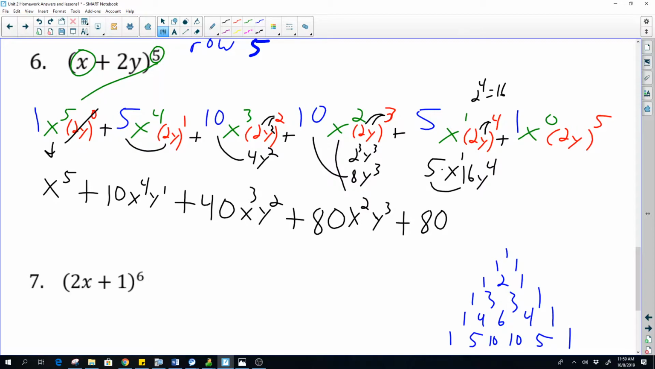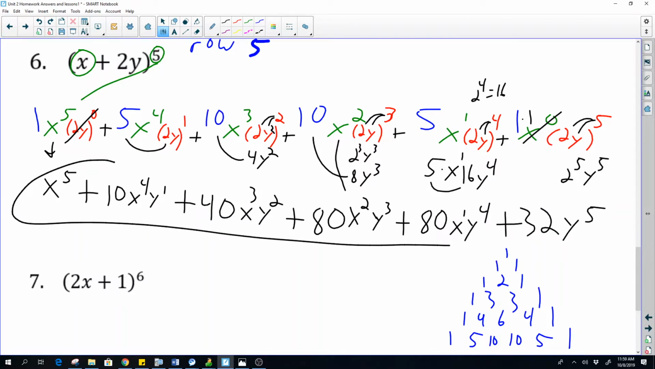Good. And then we have x to the 1st power and then y to the 4th power. And now we're on our last one. X to the 0 goes away, it just becomes a 1. Then we have 2 to the 5th and y to the 5th. So 2 times 2 is 4, times 2 is 8, times 2 is 16, times 2 is 32. So 2 to the 5th power is 32, and then y to the 5th power. That's it. Nailed it. So there's our answer for number 6.